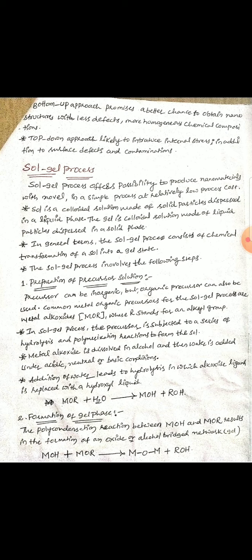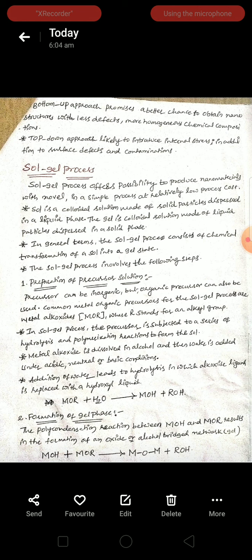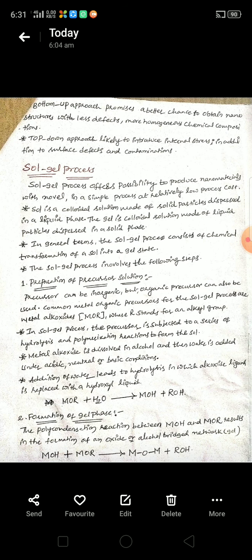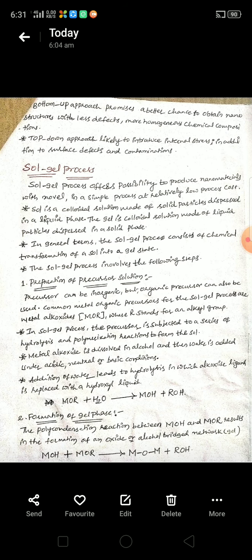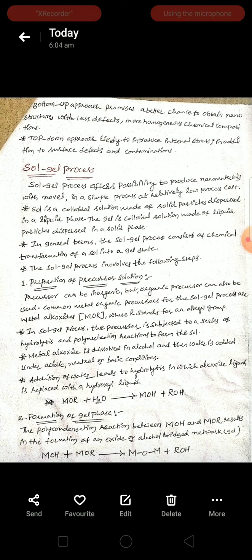Before we discuss the sol gel, we must know what is meant by sol and gel. Sol and gel are colloidal solutions. What is meant by sol? Here the solid particles are dispersed in a liquid phase, which is called sol, and gel means liquid particles are dispersed in a solid phase, which is called gel. The chemical transformation of the sol into gel takes place in this process.